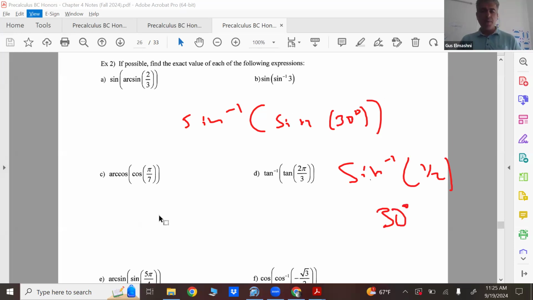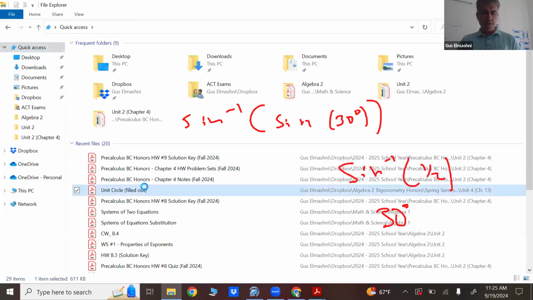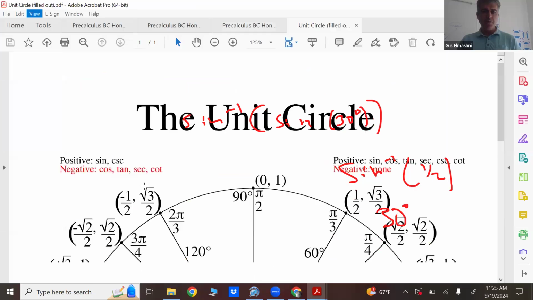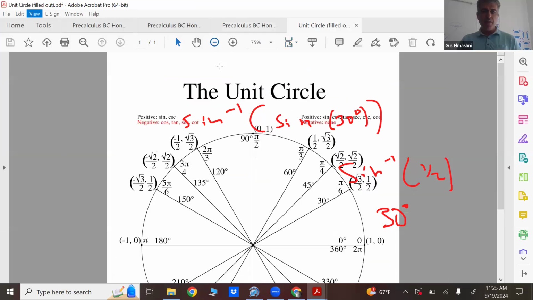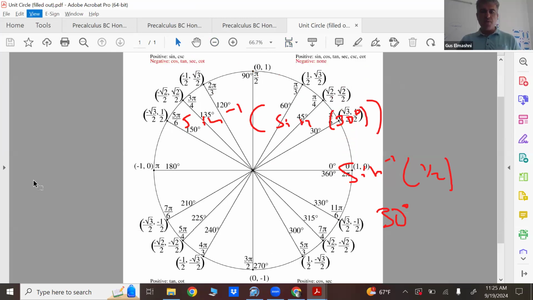And actually, I don't know why I closed my unit circle. That actually would be helpful. So let me pull that up right now. Unit circle, there we go. Yeah, so let me just clear my screen for a moment.